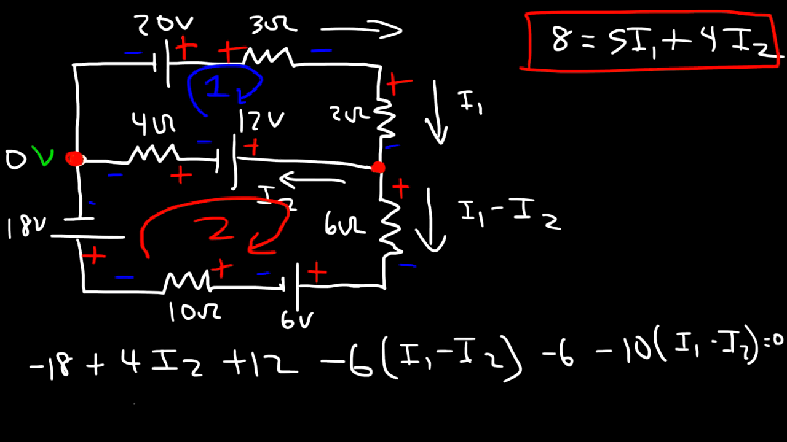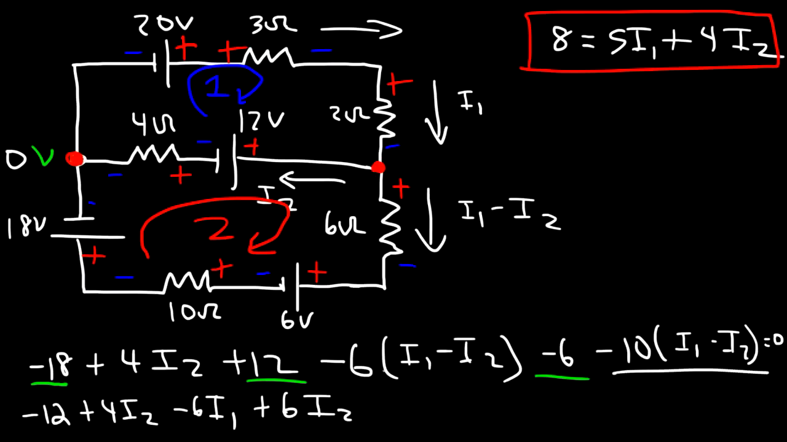Now let's simplify. So we have negative 18 plus 12, which is negative 6, plus another negative 6, so that's negative 12. And then plus 4I2. Now let's distribute. So that's going to be negative 6I1 plus 6I2. And then let's distribute the negative 10. So that's going to be negative 10I1 plus 10I2, and that's equal to 0.